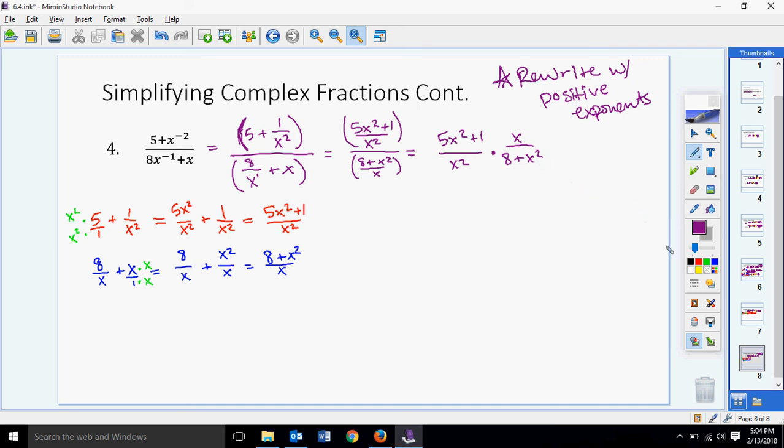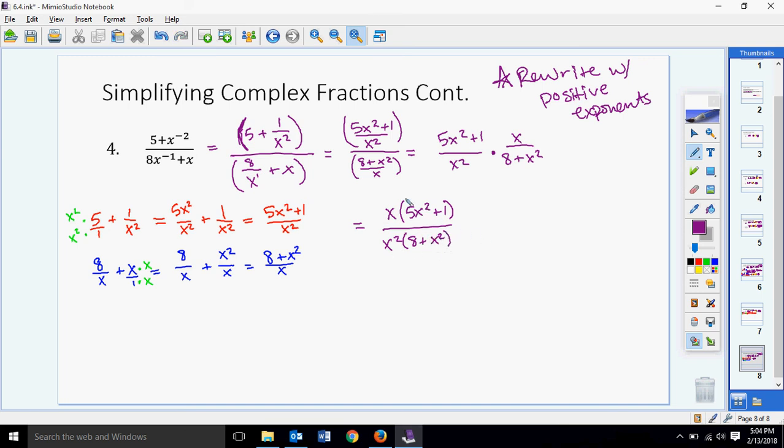Remember, when we multiply fractions, we want to look for things that factor. So I don't see anything here. I don't see difference of two squares. I don't see perfect square trinomial or any other trinomials. Nothing can be pulled out of this. Nothing can be pulled out of this. So I just have the x times 5x squared plus 1. And in the bottom, an x squared times 8 plus x squared.